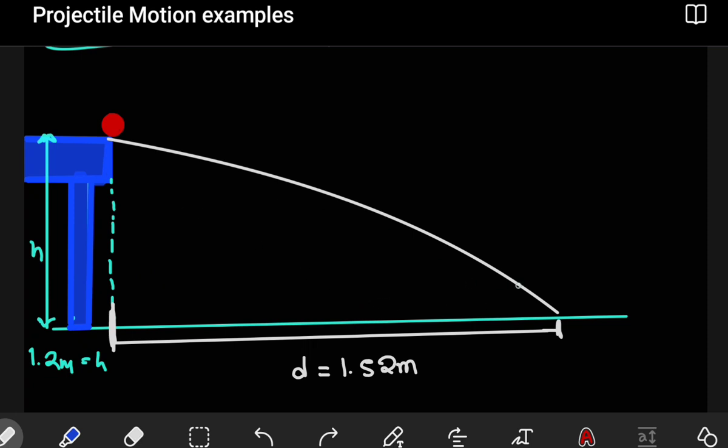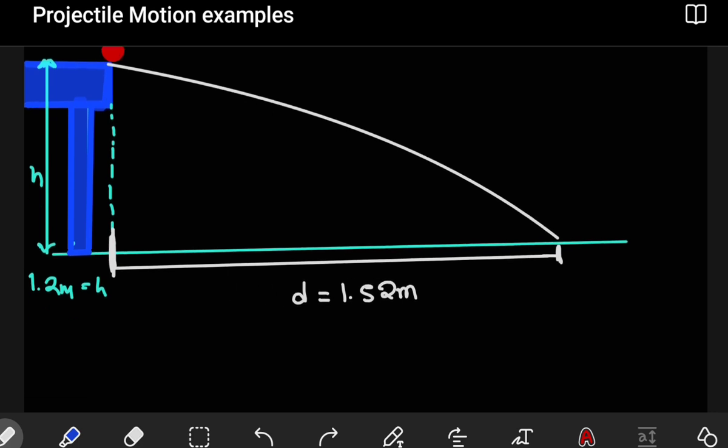This is a projectile. Unless they ask for the direct distance from where the ball leaves the table to where it hits the ground, then yes, you can use Pythagoras. But in this case, we'll just have to use the concepts we've looked at in projectile motion.